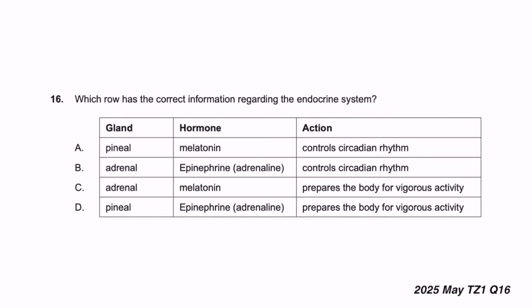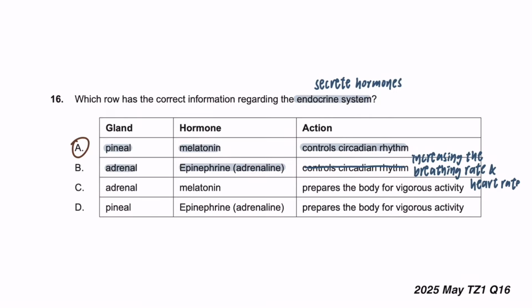Pineal gland and adrenal gland are both parts of the endocrine system because they both secrete hormones. Pineal gland secretes melatonin, while adrenal gland secretes epinephrine. Melatonin controls circadian rhythm, while epinephrine prepares the body for vigorous activities such as increasing the breathing rate and heart rate.